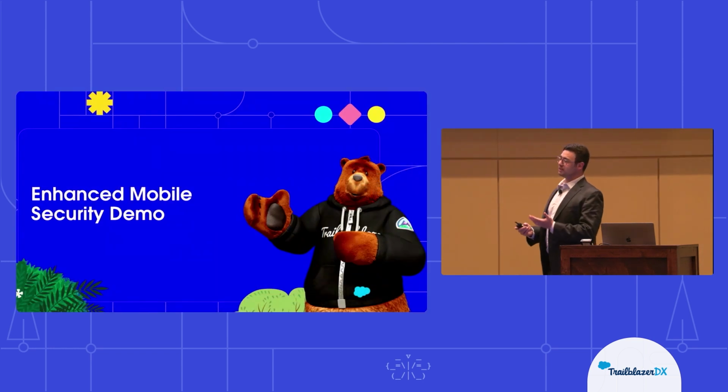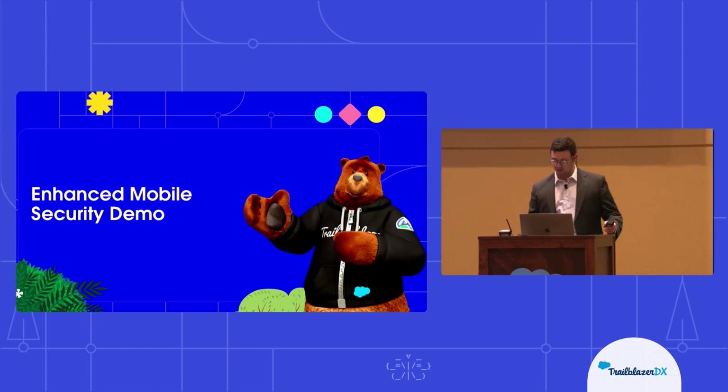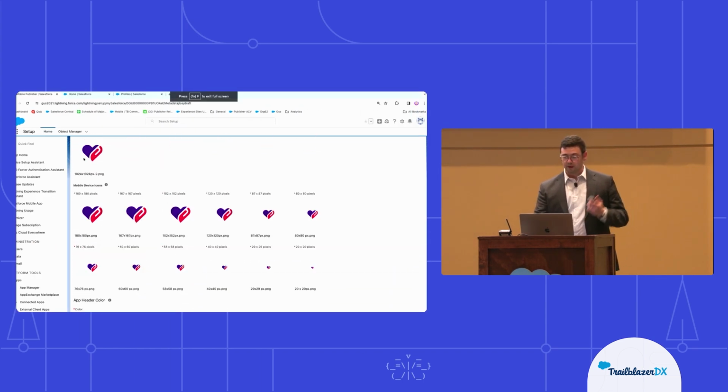So how can we take some of those enhanced security functionalities and actually apply them to Mobile Publisher? Well, let me give you a little bit of insight into what we've done so far. So here we have a Mobile Publisher application, Capricorn Healthcare. Let's go look at how the setup actually works for this. So we're in our Mobile Publisher setup panel.